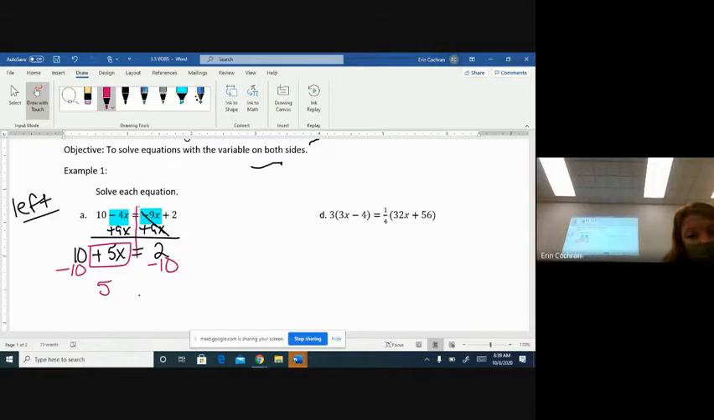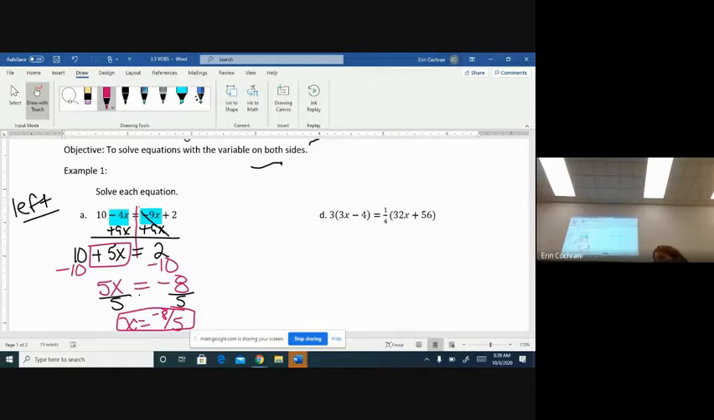So we have 5x equals negative 8. And then how do I get rid of that 5? Divide by 5. And can I divide negative 8 by 5? No, so we leave it as negative 8 over 5. And there you go. Okay.